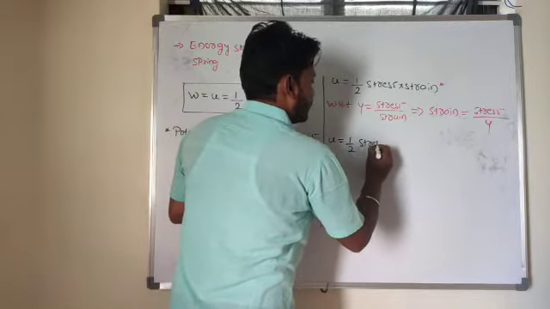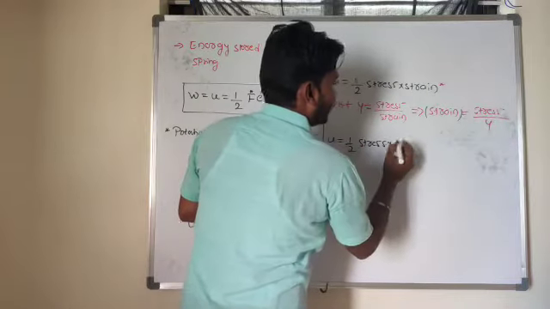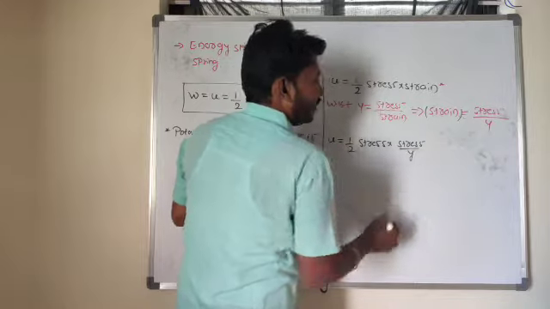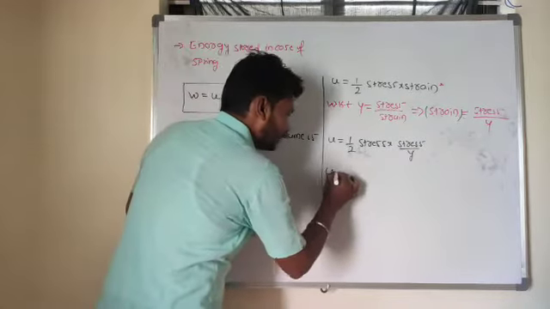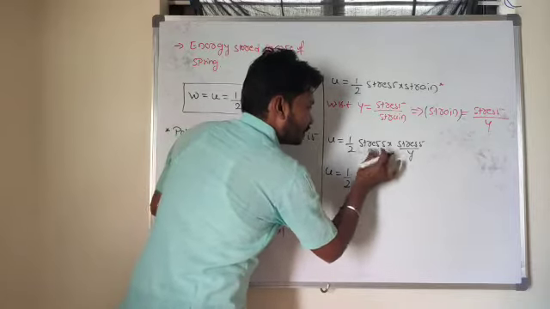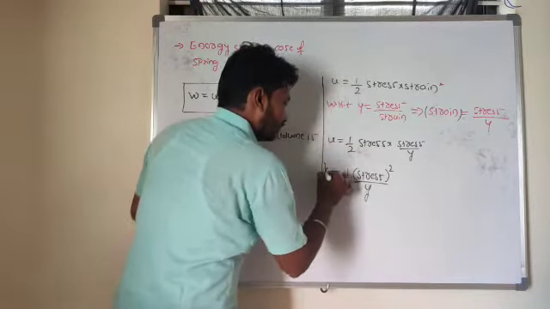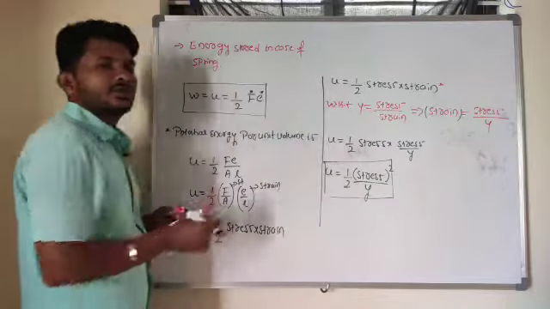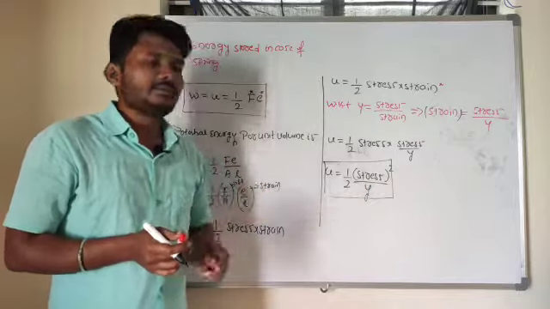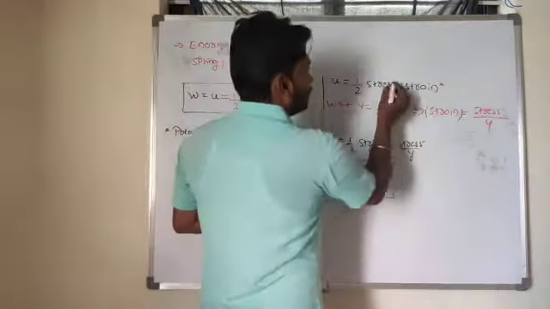Half of stress into strain, where strain I take as stress divided by Young's modulus. So half of stress into stress, stress square divided by Young's modulus. So the equation is U is equal to half of stress square divided by Y, where Y represents Young's modulus in this equation.